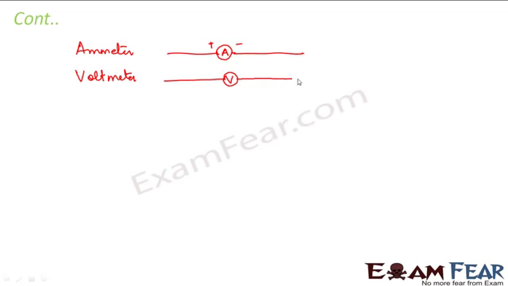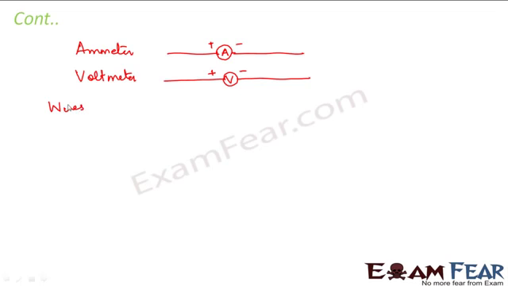Now, how do I represent an ammeter? What is an ammeter? It is an instrument which is used to measure current in a circuit, like how we have a voltmeter to measure voltage or potential difference. This is denoted by A. So this is how we represent an ammeter. Similarly, we represent a voltmeter. In that case, we will have V to represent the voltmeter.